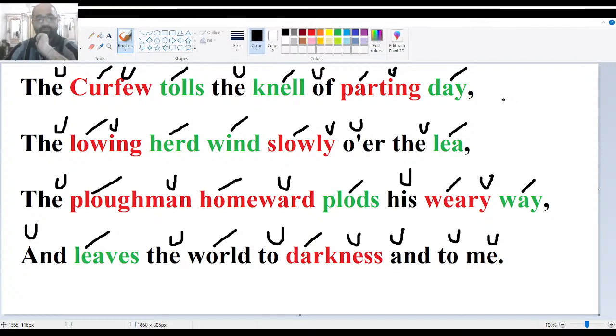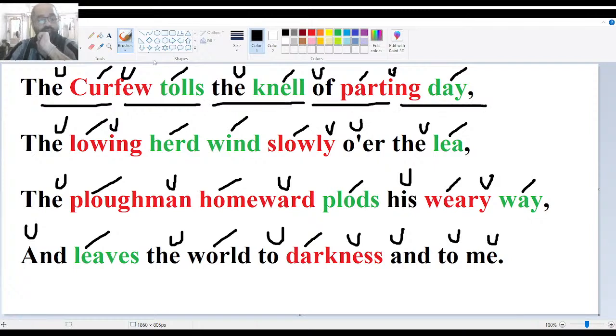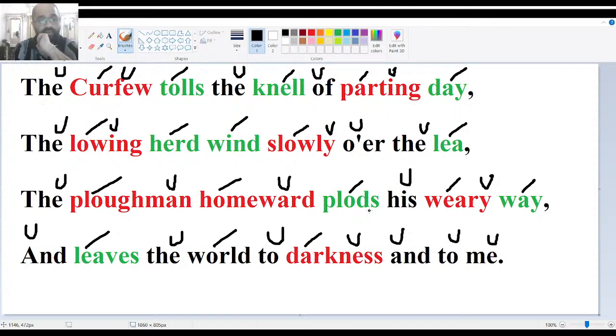It goes like that. So after having identified the rhythm, it is our responsibility to separate the iambs. You have to look for iambs in the lines. So where do you get the first iamb? You get it here, the cur, and next you get few tolls. Then you have the knell of parting day. This is rather straightforward. There are a series of iambs, 5 iambs to be precise. So now it's time to isolate those iambs in the following way.